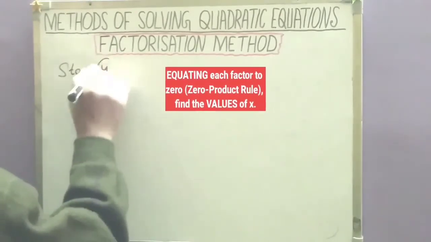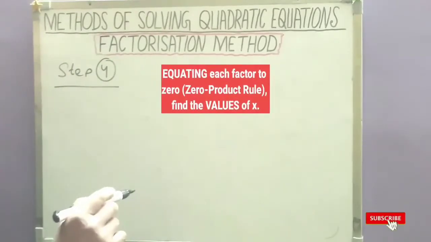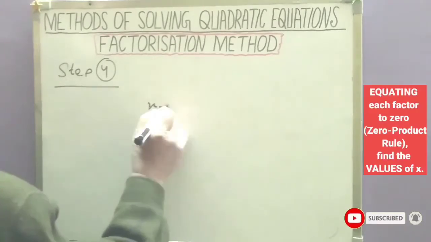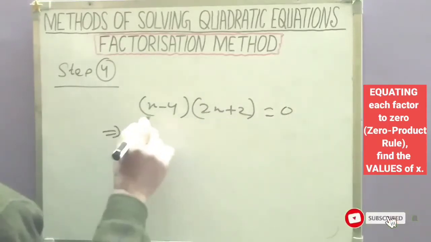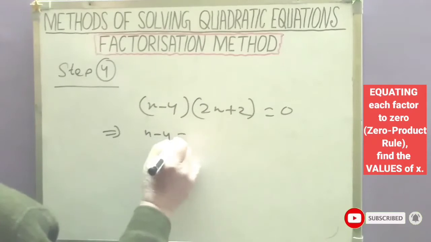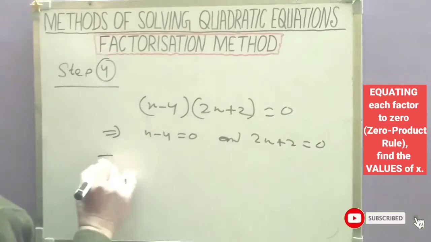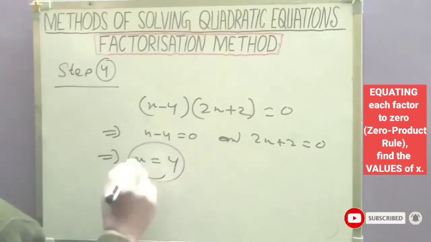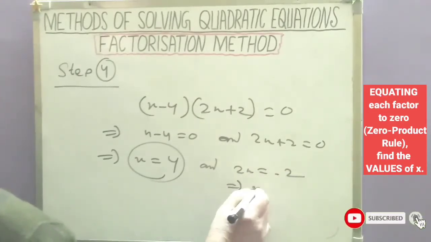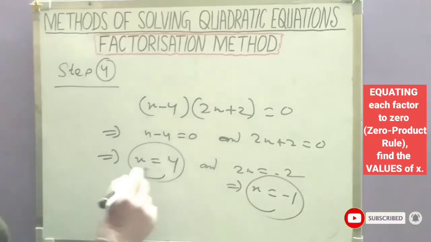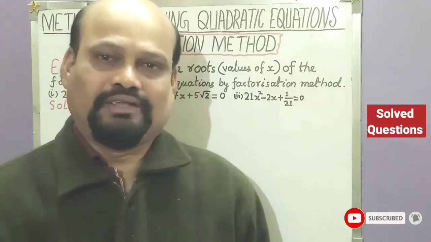Step 4. Equating each factor to 0, that is the zero product rule, find the roots of the equation, that is the values of x. So here (x - 4)(2x + 2) = 0. That implies that x - 4 = 0 and 2x + 2 = 0. That implies that x = 4 and 2x = -2. That implies that x = -1. So we get two values of x. Let's solve some questions based on this method.